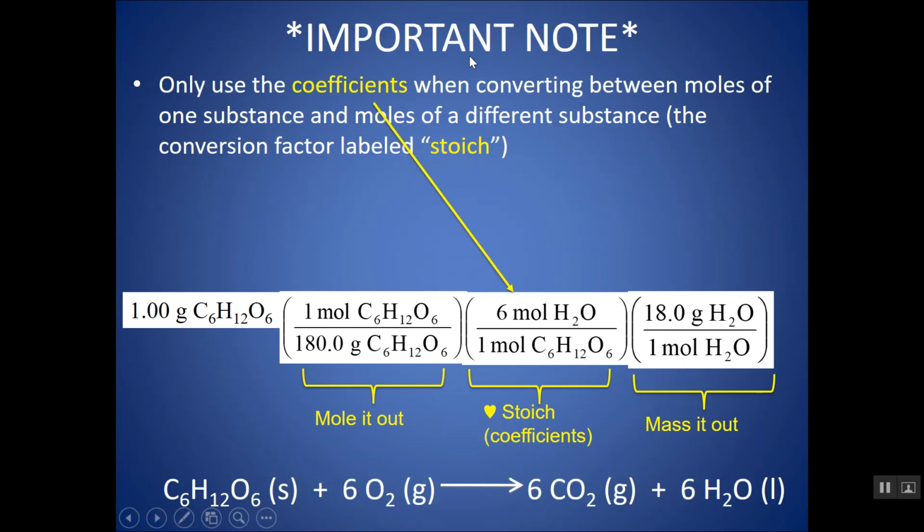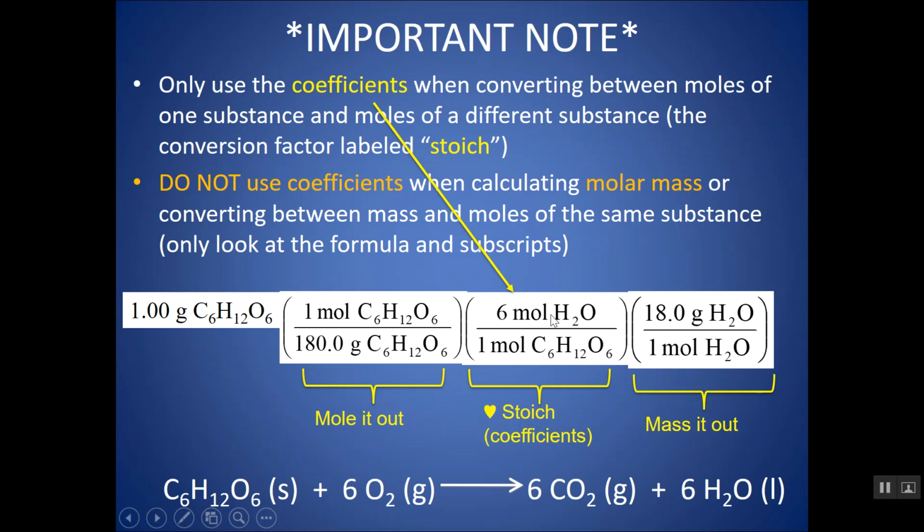Okay, so that's an important note. You're only using the coefficients when converting between moles of one substance and moles of another, conversion factor labeled stoich. Do not use the coefficients when calculating molar mass or converting between mass and moles of the same substance. Again, whatever coefficient was in front here, whether this is 1, 800, 52, it doesn't matter. 1 mole would weigh 180 grams, despite whatever the coefficient is. And same thing here for H2O. Doesn't matter what this coefficient is for this conversion factor. 1 mole H2O is 18 grams. I'm just getting it from the formula.